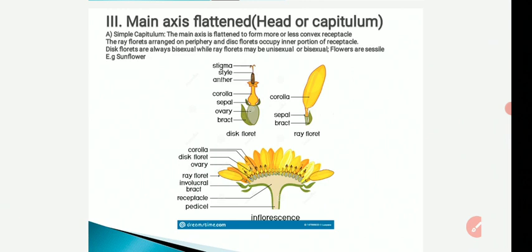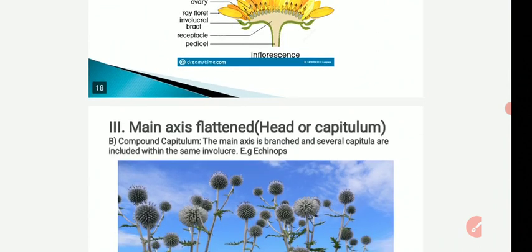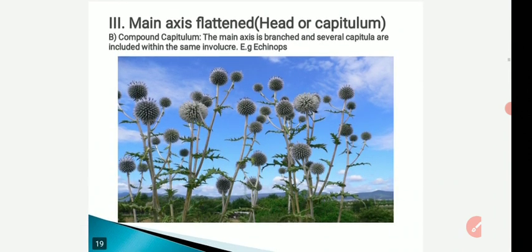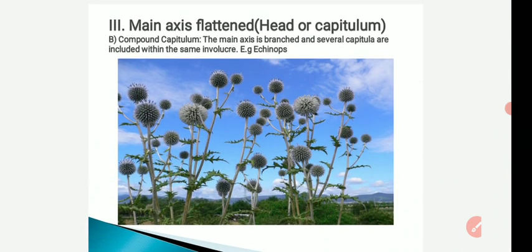Another type of inflorescence, that is compound capitulum or compound head type of inflorescence, is found in Echinops, in which the main axis is branched and several capitula or heads are included within the same involucre. So this is the example of the compound type of capitulum or head type of inflorescence.